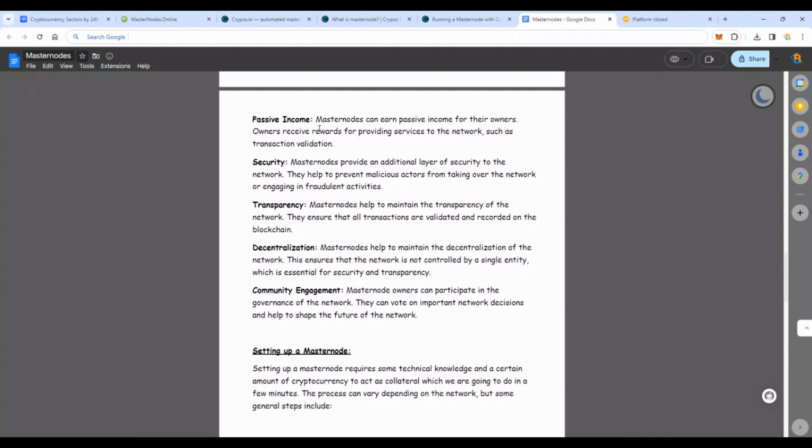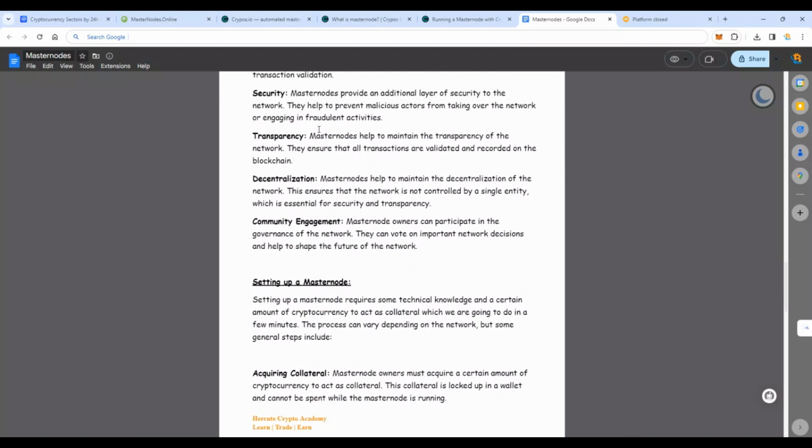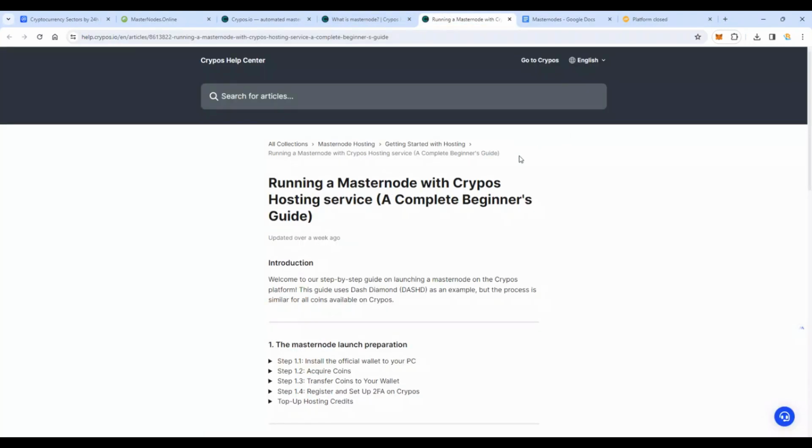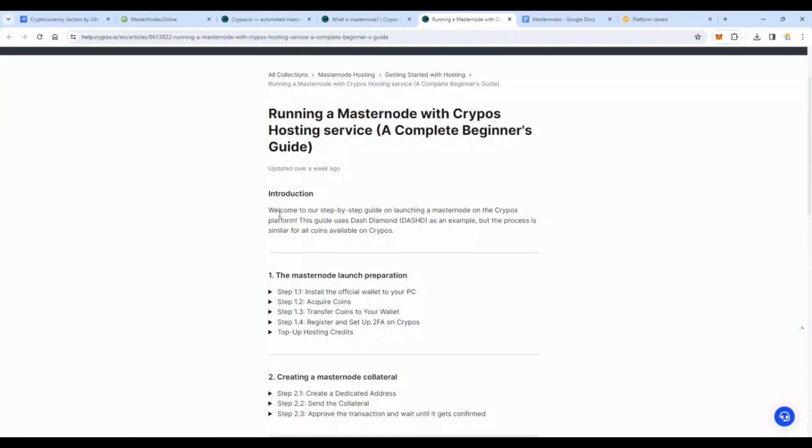Now, setting up a masternode. Setting up a masternode requires some technical knowledge and a certain amount of cryptocurrency to act as collateral, which you're going to do in a few minutes. We are going to set up a masternode so that you can learn how to do that. The process can vary depending on the network, but the general steps include acquiring collateral. Actually, on Cryptos.io, there is a procedure for running a masternode with Cryptos hosting service, and there's a complete beginner's guide here.